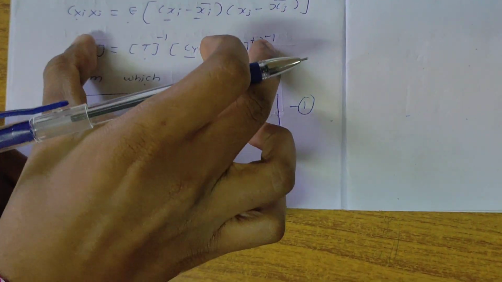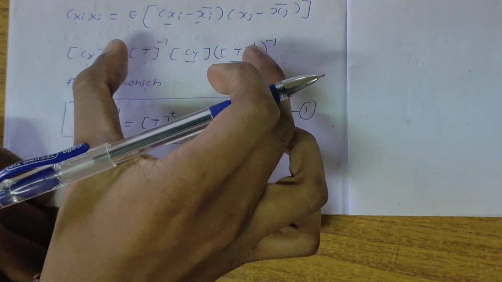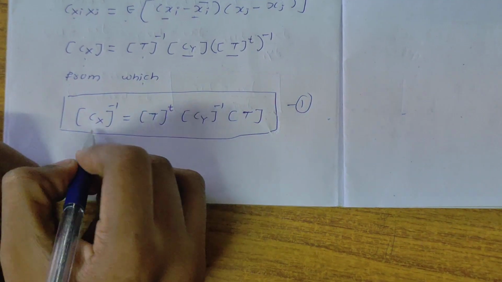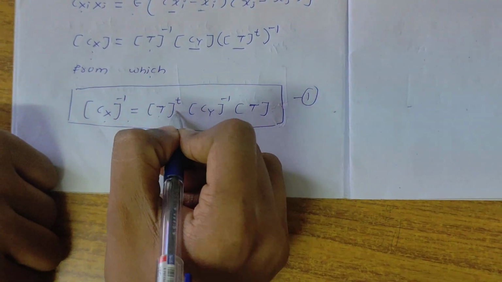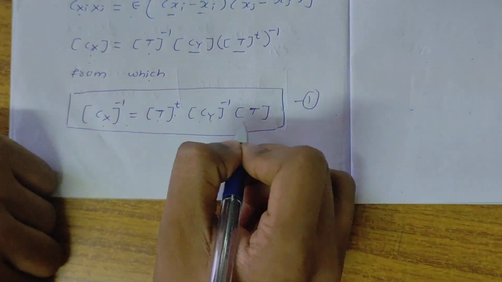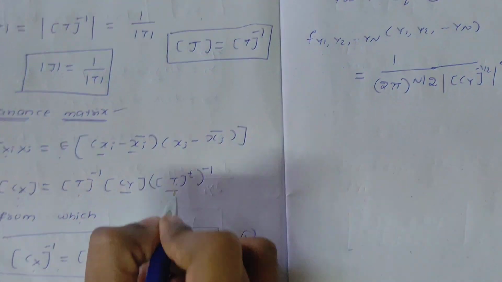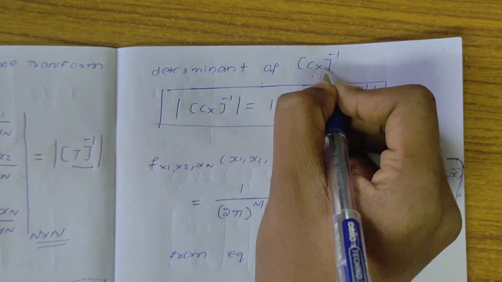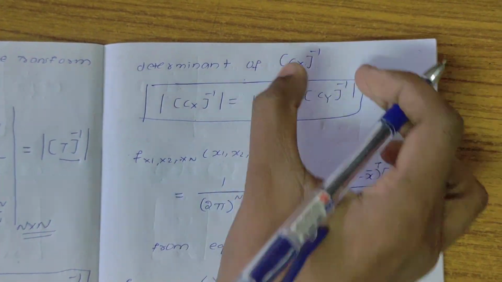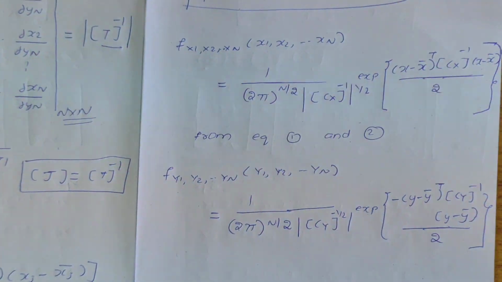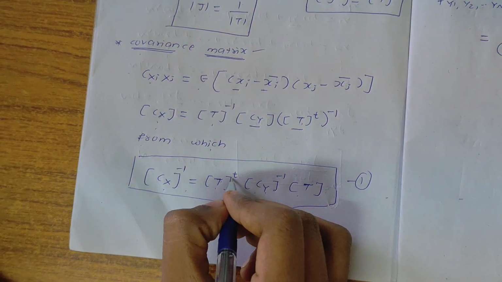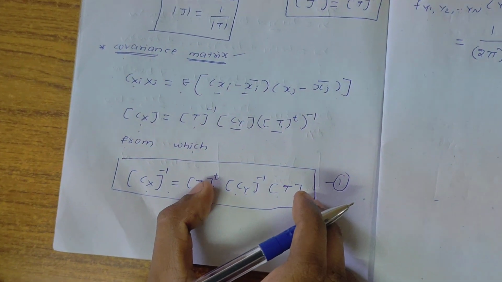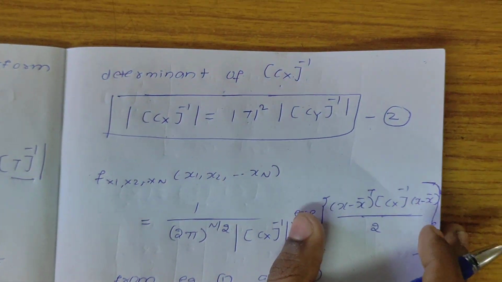From this relation, by taking the inverse on both sides, we get covariance of x inverse is equal to T transpose into covariance of y inverse into the transform matrix. From this we can get this. Now if we find the determinant of the inverse of the covariance X matrix, we can get this. The transpose of T and T both have the same determinant, so we get the determinant of T squared here.